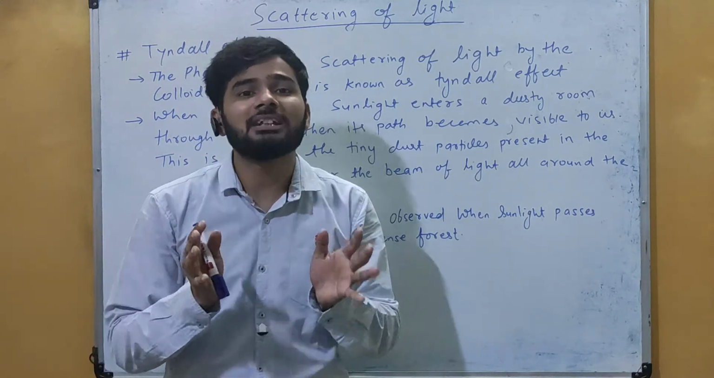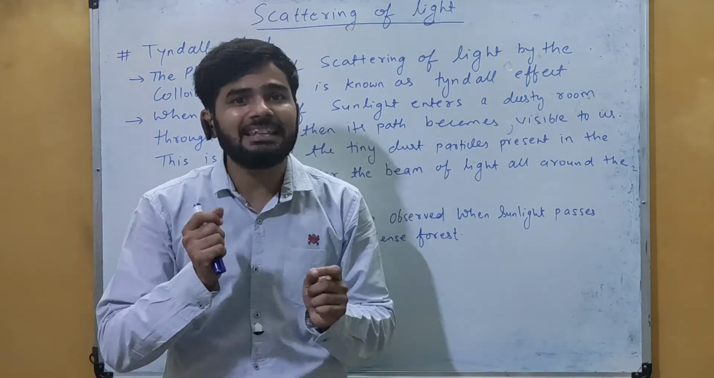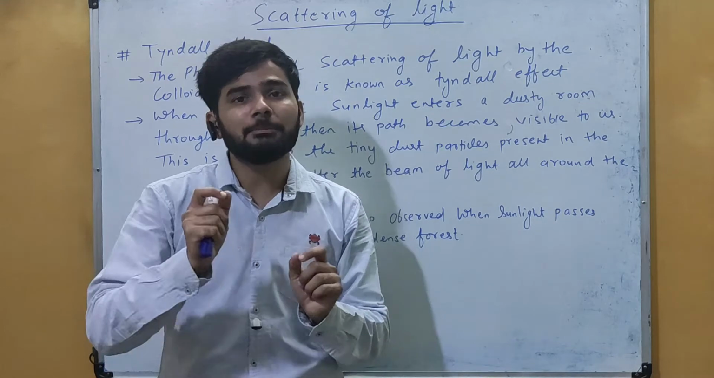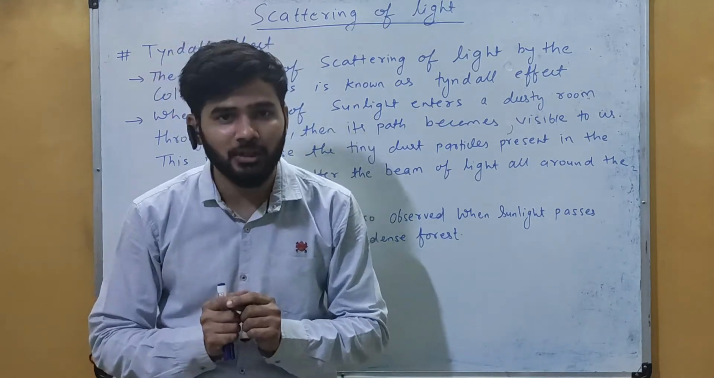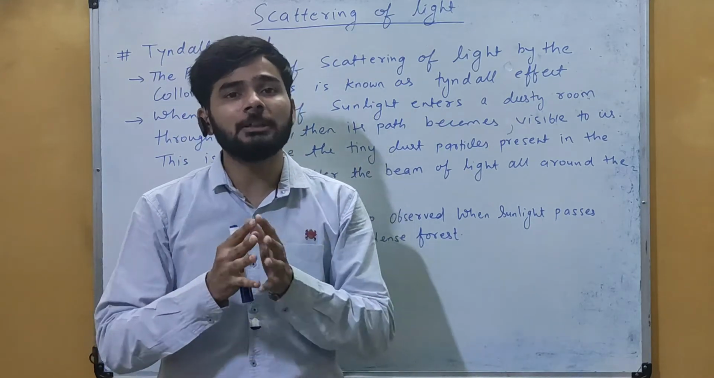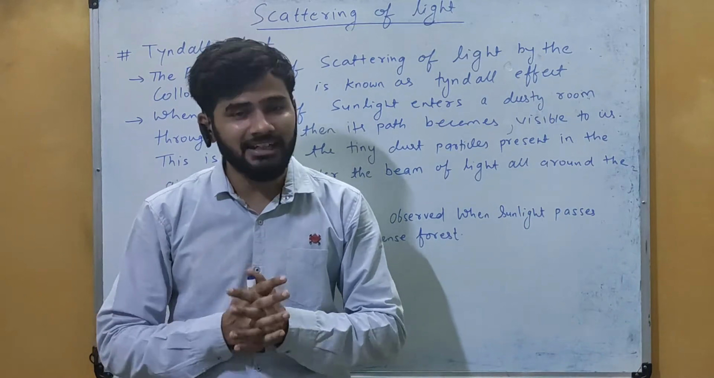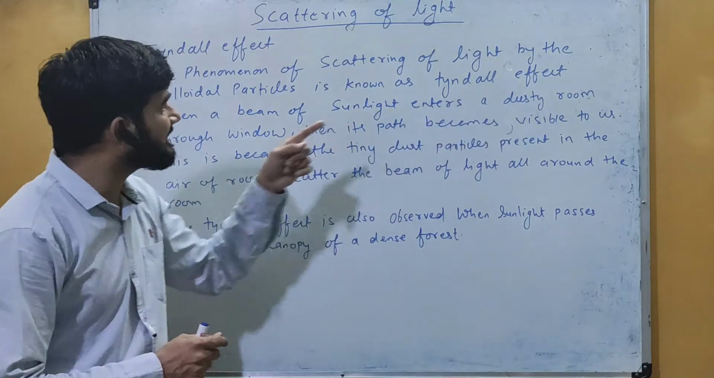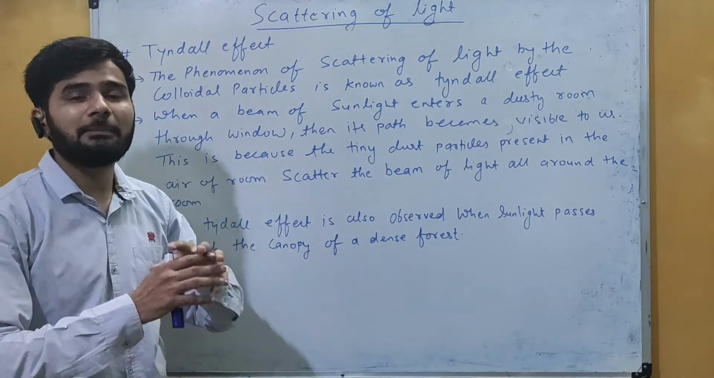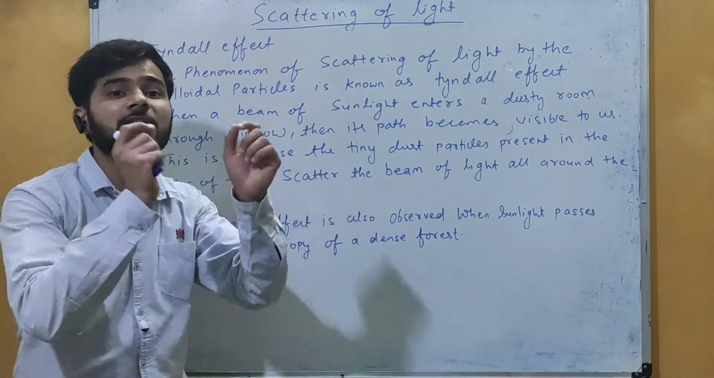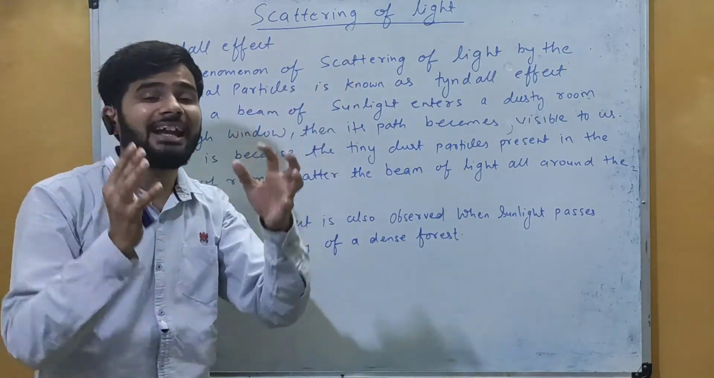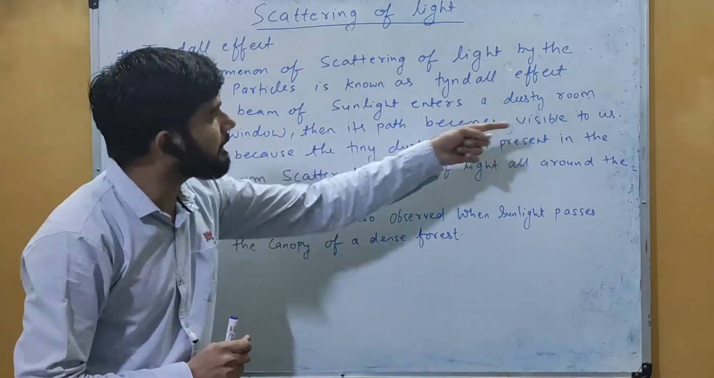So you have the difference between true solution and colloidal solution based on the size of the particles. तो हमारे पास कुछ एक regular size के particles होंगे in the air, then whatever scattering we get, that is called the Tyndall effect. So when a beam of sunlight enters a dusty room through a window, अगर हमारे पास कोई एक रूम है उसके अंदर ढेर सारे particles हैं and we have a hole or a window through which the light is coming, then its path becomes visible to us.